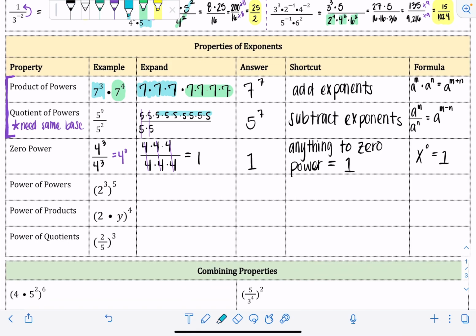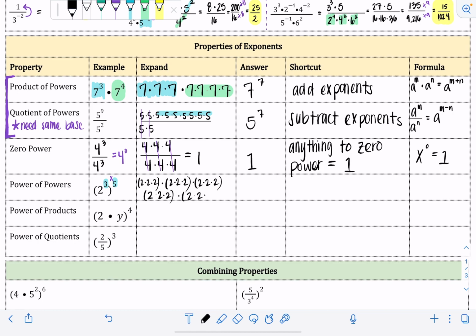Okay, the next one is the power of powers. So when you have a power raised to another power, like 2 to the third power to the fifth, you multiply those exponents. If I were to expand it, 2 to the third power is like 3 2's being multiplied together, so it'd be 2 times 2 times 2. And then I'm raising that to the fifth power, so I actually have 5 of those. So we'll expand it: 2 times 2 times 2, times another 2 times 2 times 2, times a third, or sorry, a fourth, 2 times 2 times 2, and then times a fifth.